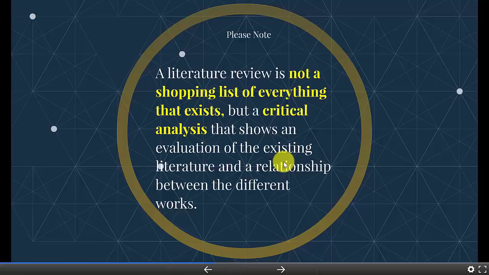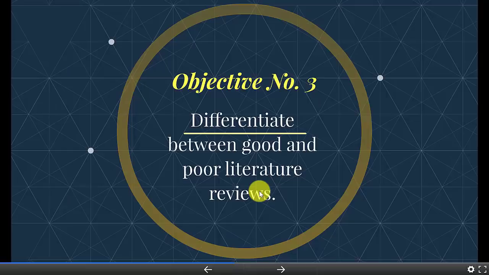But you see, a literature review should be a critical analysis that shows an evaluation of the existing literature and the relationship between the different works. We'll come to this. Our lesson today is practical. As I said, these first four objectives we're going to go through very quickly, but we're going to have some very interesting practical sessions. So, objective number three, what is the difference between good and poor literature reviews?